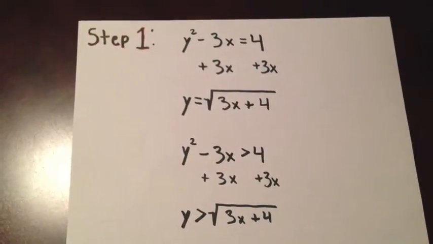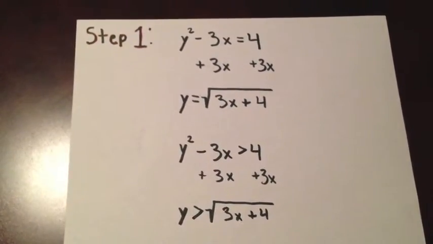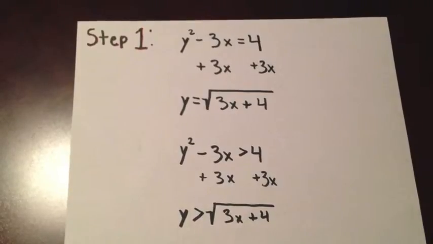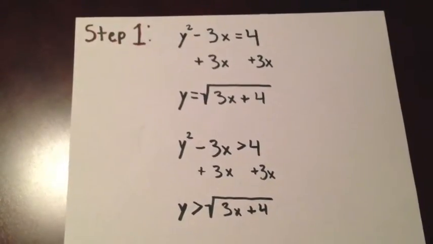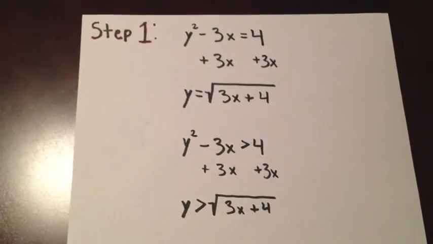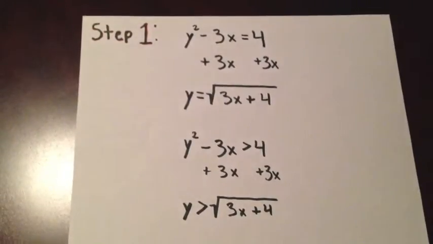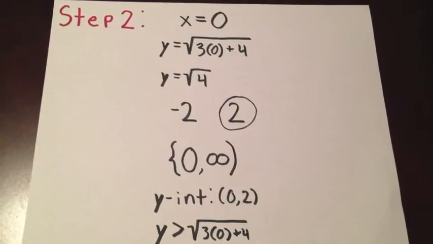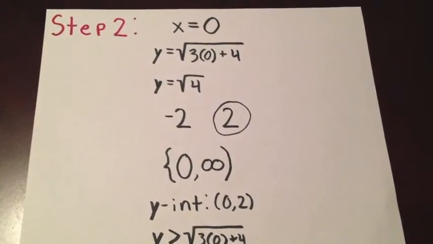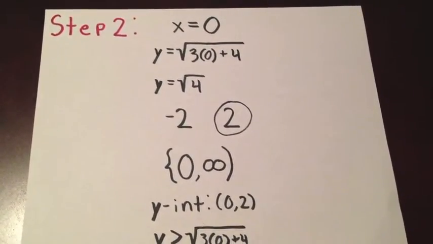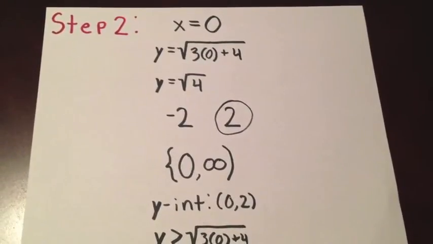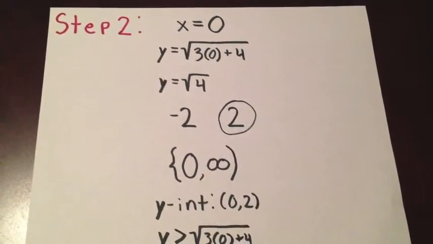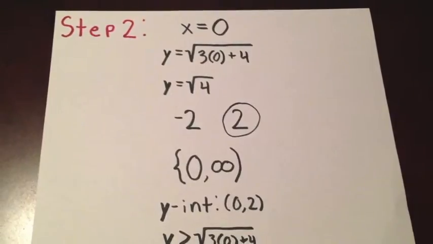Given the inequality y squared minus 3x is greater than 4, we would follow the same steps and arrive at y is greater than the square root of 3x plus 4. Step number 2. Next, you need to determine the y-intercept by making x equals 0. Given the function y equals the square root of 3 times 0 plus 4, you would multiply 0 by 3 to get 0, add it to the 4, and then take the square root of the sum.